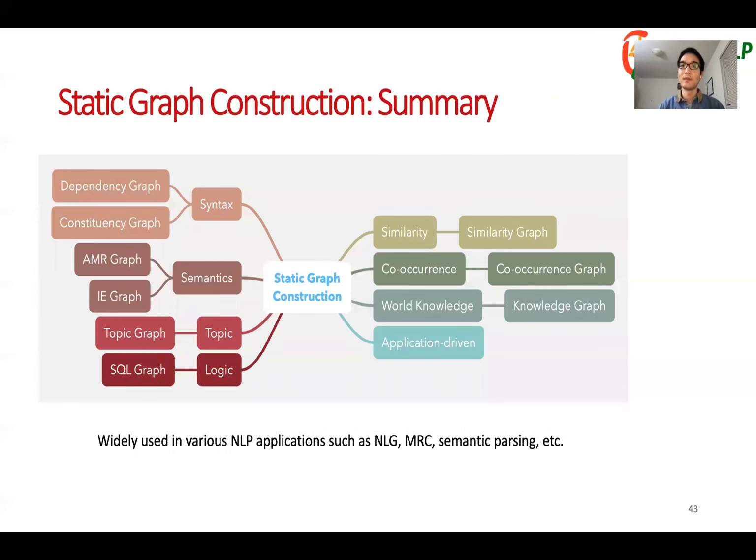As we have already seen, static graph construction operates by augmenting text with various domain knowledge during preprocessing, including syntax, semantics, topic, co-occurrence, world knowledge, and so on. For each type of domain knowledge, there are various types of graphs we can construct, which usually depend on the specific application. As we will see in the application part of this tutorial, these static graph construction approaches are widely used in various NLP applications, such as NLG, reading comprehension, and semantic parsing.